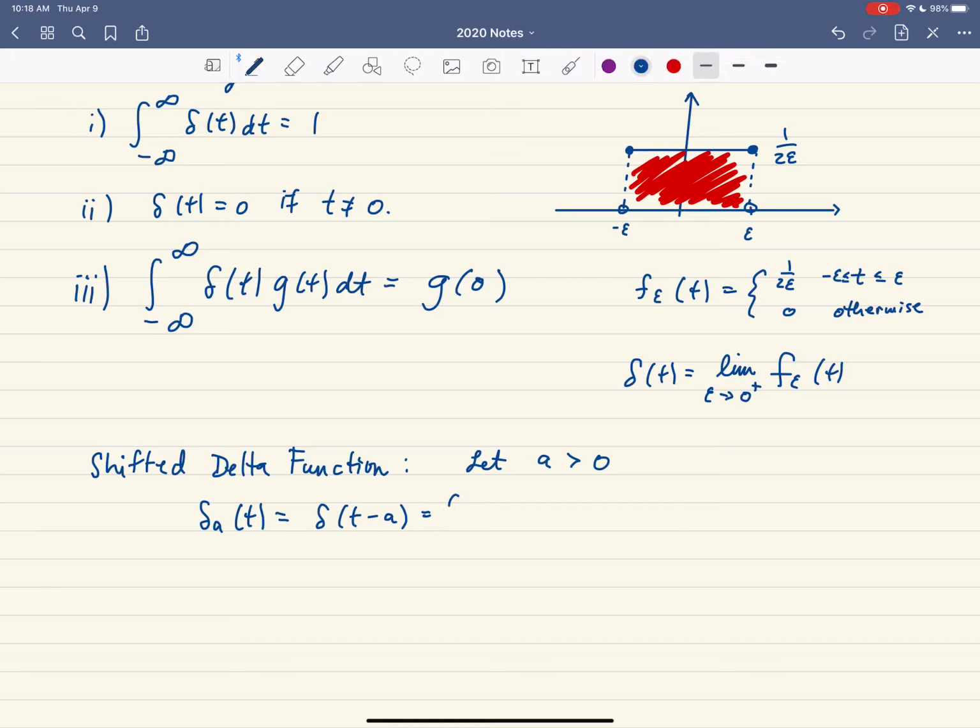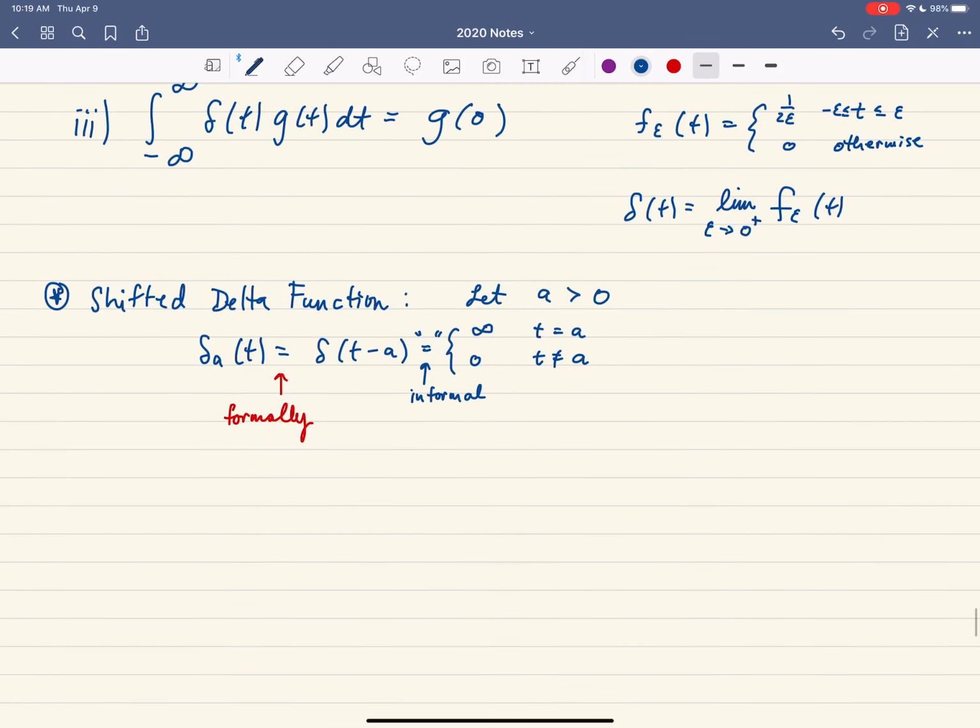And so this is going to be just 1 if t minus a is 0. In other words, if t is a, and 0 otherwise. I'm sorry, not 1. This is going to be infinity. You could think of this as infinity. This kind of is an informal definition. The first equality is the formal definition. Okay, so formally this is how it's defined. Once you have a delta, you can shift it that way. And so this is called the shifted delta function.